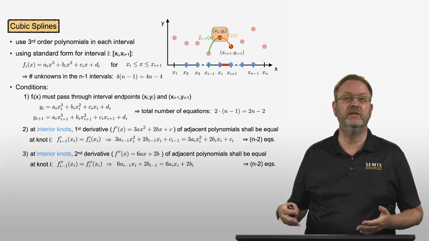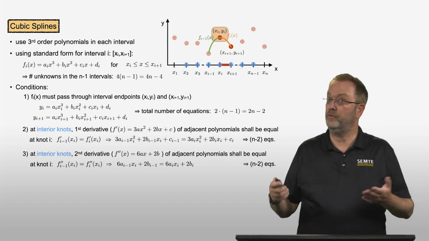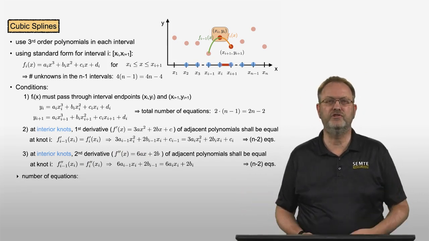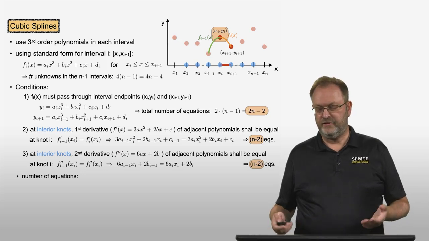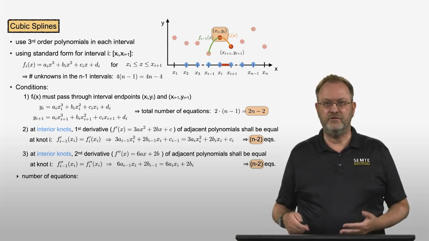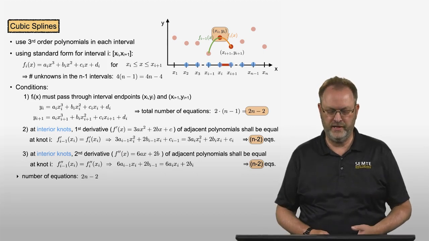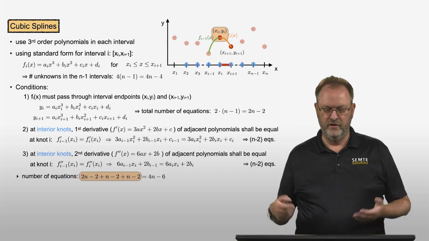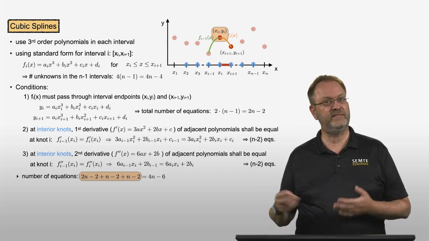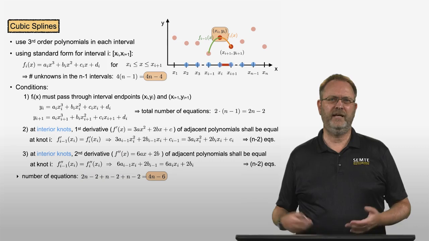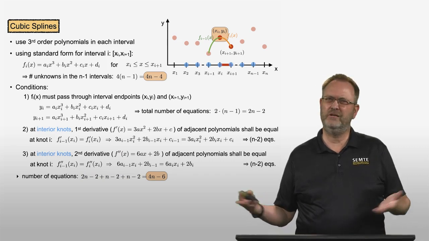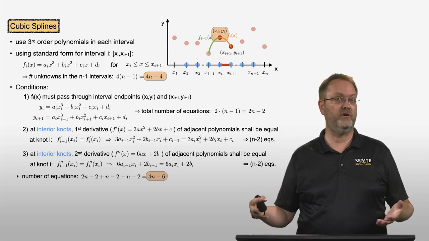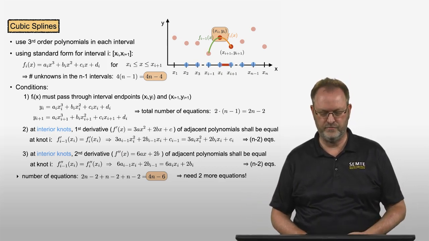So that gives me another n minus 2 equations, one equation at every knot. So let's take stock. How many equations do I have now? Well, I got the 2n minus 2, another n minus 2, and another n minus 2 equations. So if I add this all up, it gives me a total of 4n minus 6 equations. Well, 4n minus 6 equations, close, but not good enough. I'm missing 2 equations to determine my 4n minus 4 unknowns.